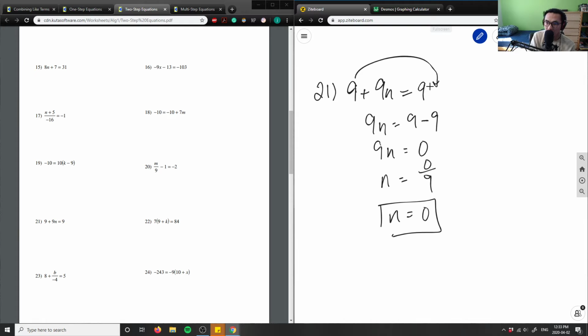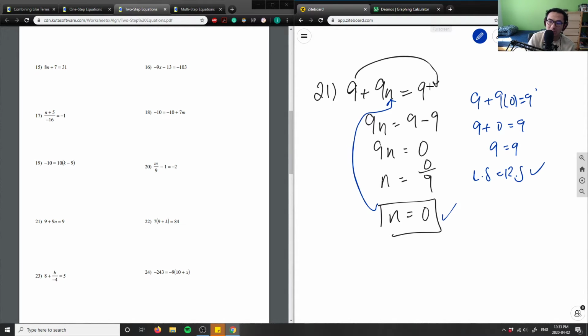I can check and say 9 plus 9 times n, which is 0, equals 9. Where this n goes here, right? And 9 plus 9 times 0 is 0, equals 9. 9 equals 9, so I know left side equals right side, which means n equals 0 is my correct answer in this case.